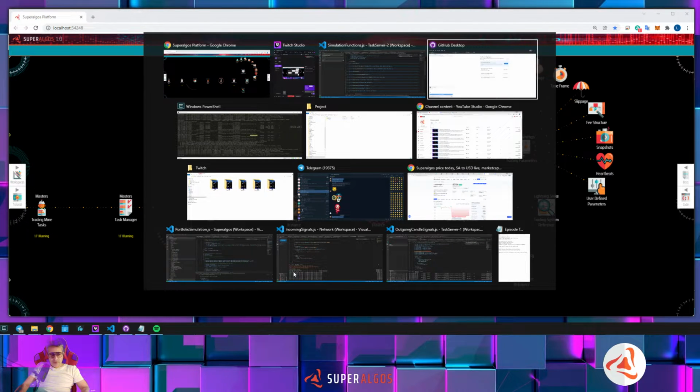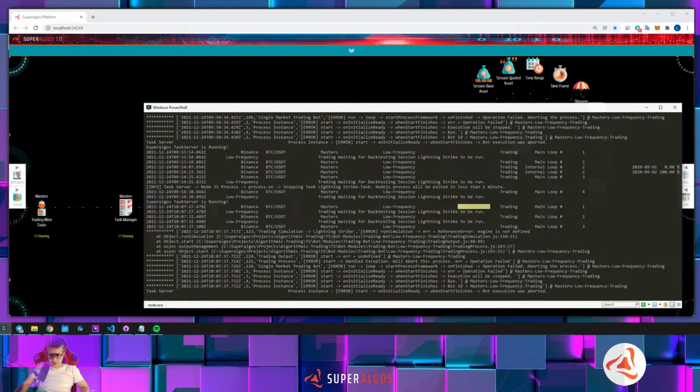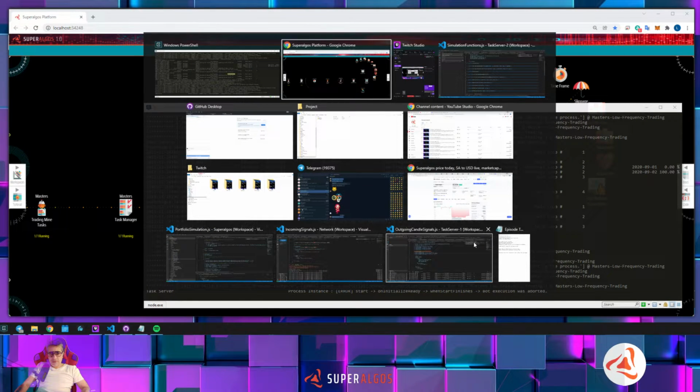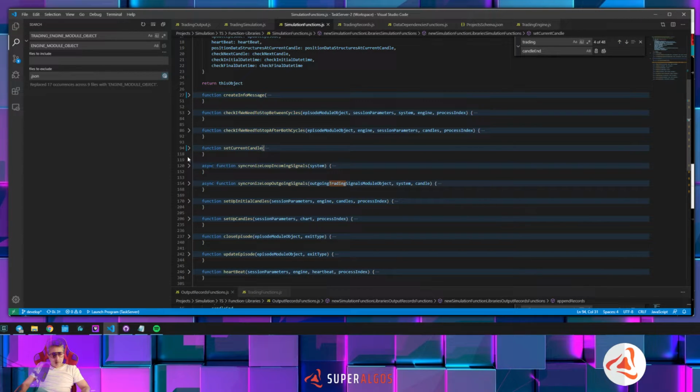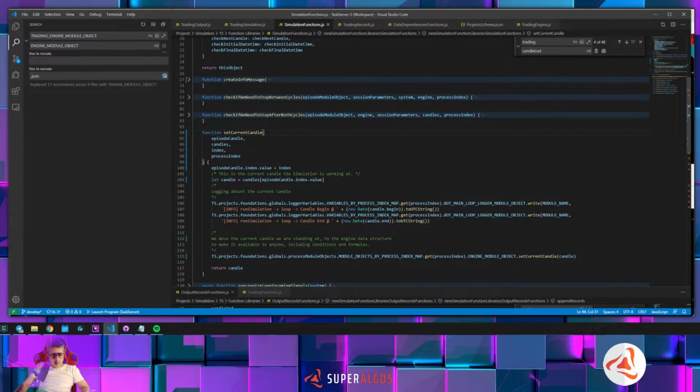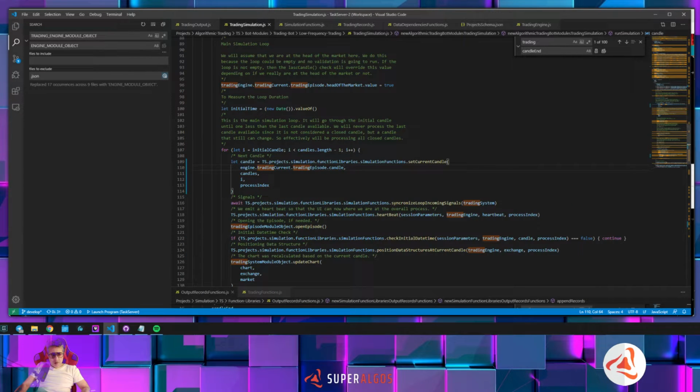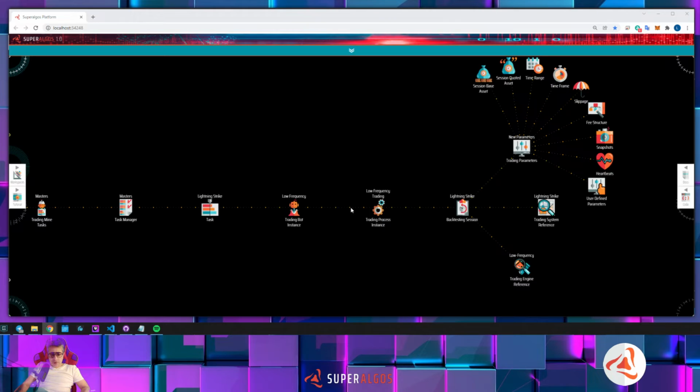Not good. Engine is not defined. Trading simulation 110. Okay, so here it was not engine but trading engine. So yes, that's right.